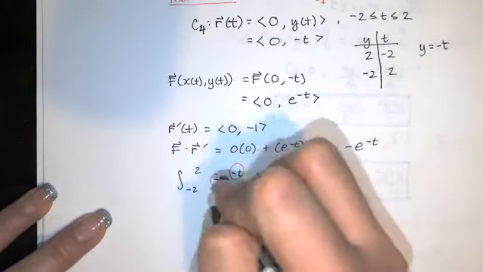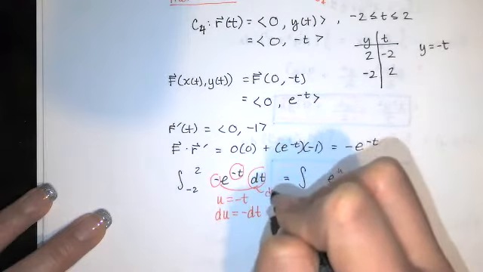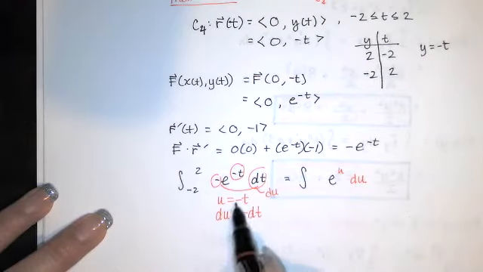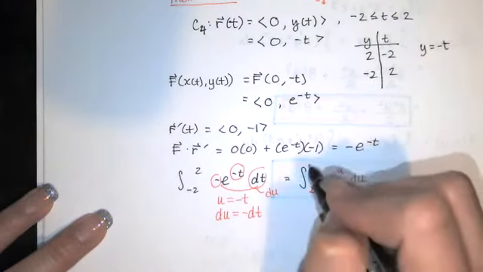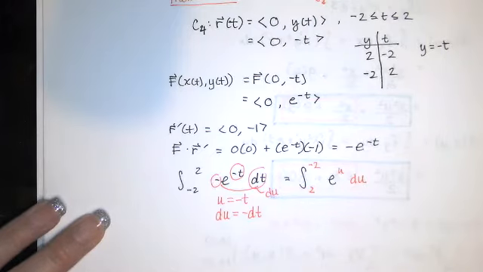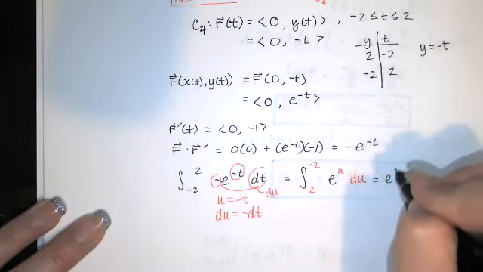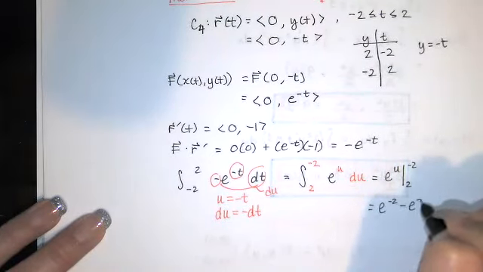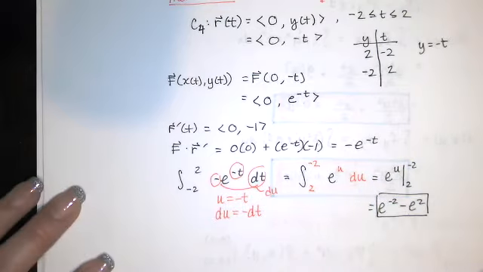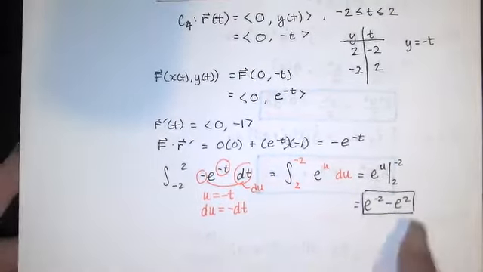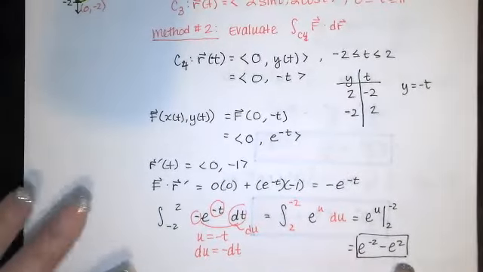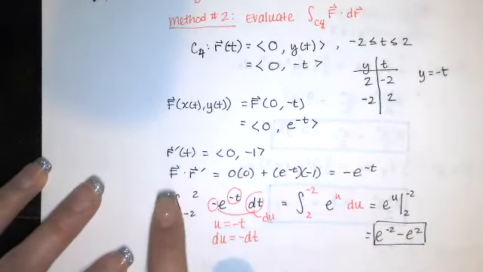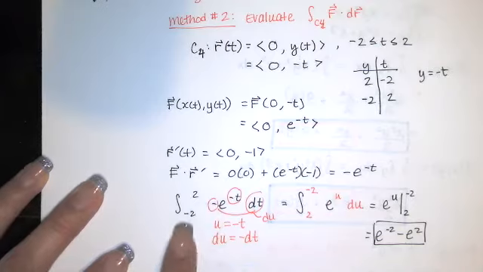That's u, and this together makes du. And then when t is negative 2, u is 2. When t is positive 2, u is negative 2. So we anti-differentiate. We substitute in negative 2 and 2 and subtract. And we get this. Okay, really isn't too bad. We had to find the piecewise smooth parameterization, find f, find r prime, take the dot product, and then integrate.